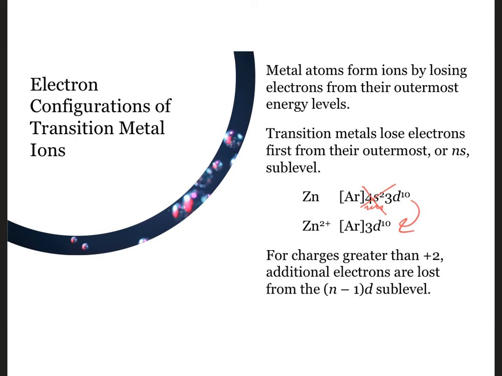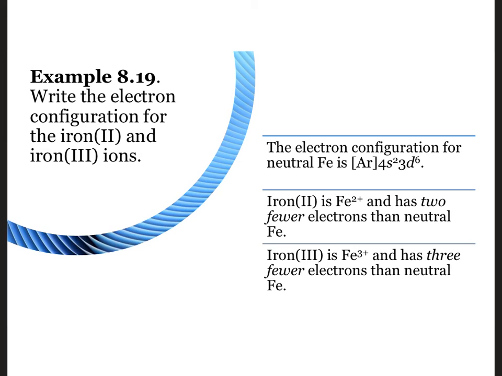Let's look at another example where we can apply this concept. If we write the electron configuration for a neutral atom of iron, we get argon 4s2 3d6. If we need an iron 2 ion, we remove the two 4s electrons first to get argon 3d6. Iron 3 requires us to remove 3 electrons from the neutral atom, so we get argon 3d5. Please spend some time working through more questions like this in the textbook.